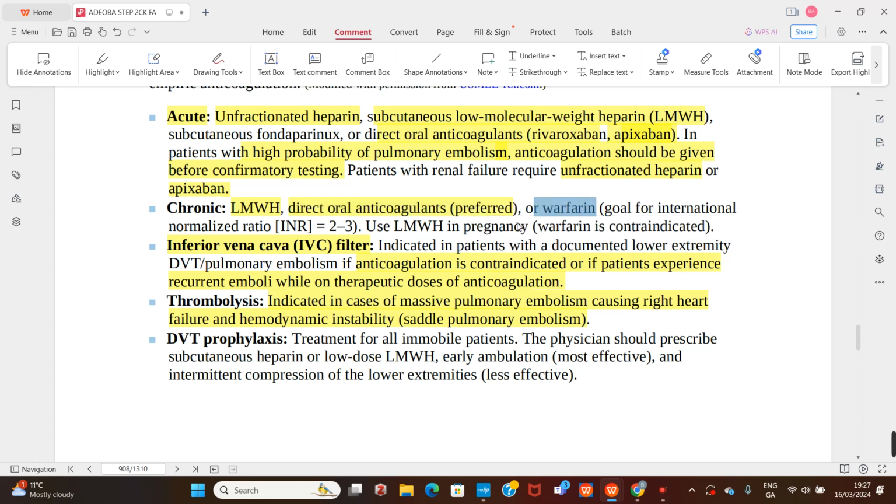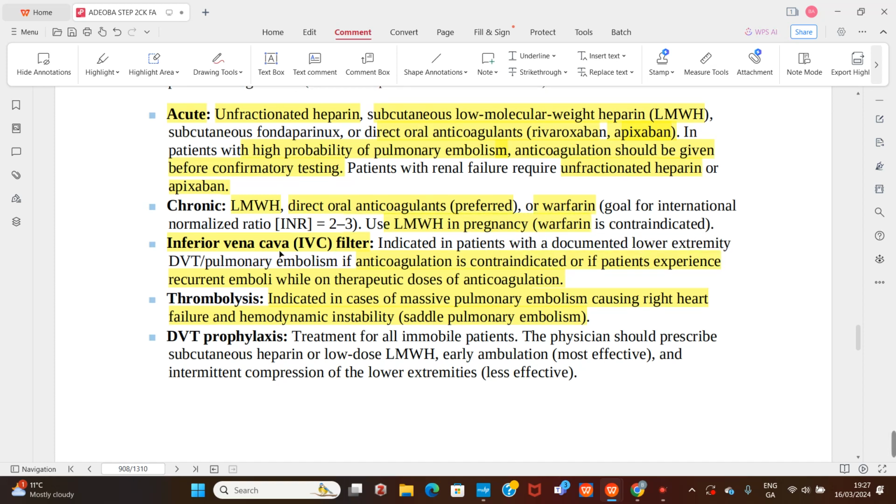From hematology, step 1. Sorry, Dr. Wale, for chronic treatment you are not going to use unfractionated heparin because of it, particularly the type 2 one. So you prefer to use low molecular weight heparin and DOACs or warfarin. But be careful using warfarin in people that are pregnant, because of teratogenicity.